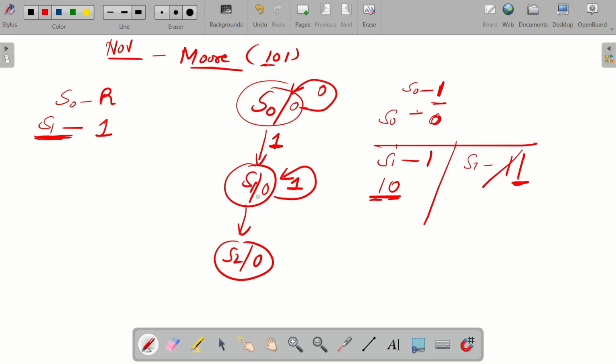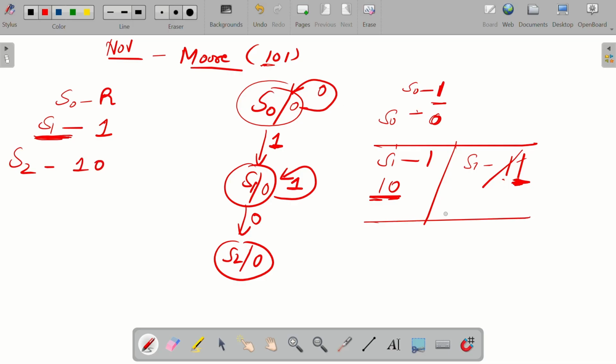So from this S1 state, you're moving to S2 state when you're getting a 0, because you've already received 1 in S1 state. Whereas if you get a 1, you discard the previous one, you consider the latest one as your starting bit of your sequence, and you stay in the same state because this is the state where you receive 1 bit 1.